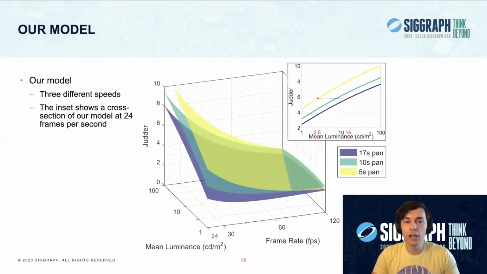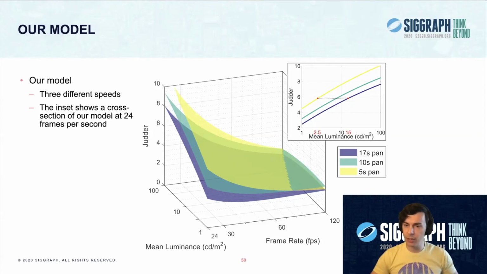Here's another view of our model. These are 3 slices for different speeds, 17, 10, and 5-second pans. We see here that the judder does increase with a higher speed as expected. So this all makes sense. And we can look at that inset as well, where we have a cross-section at 24 frames per second of this model. Now here, there's something interesting.